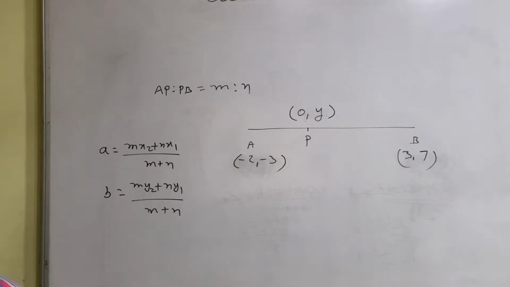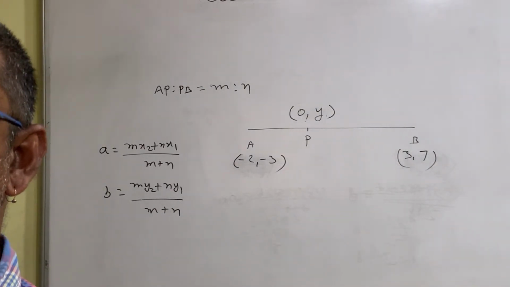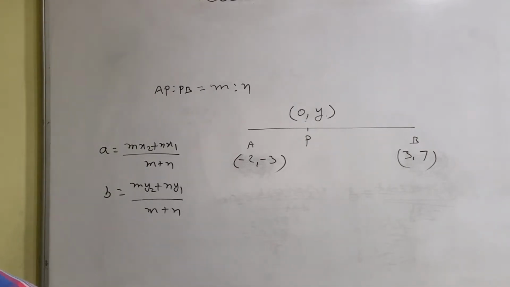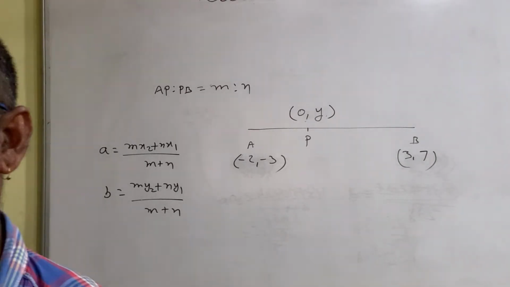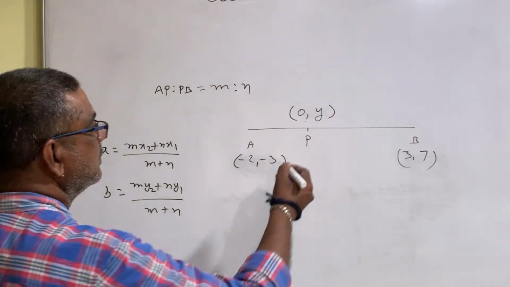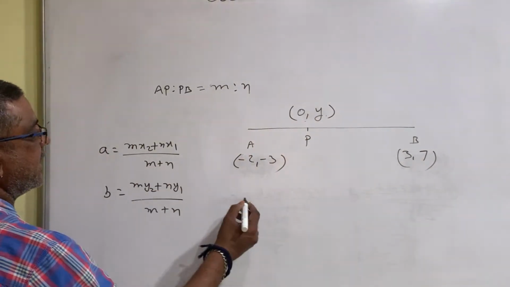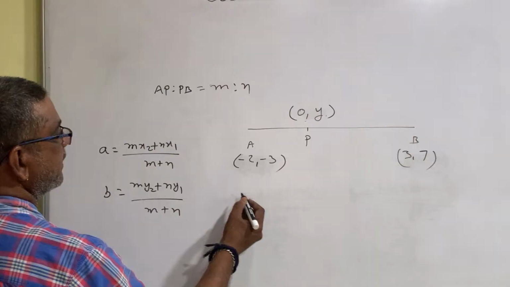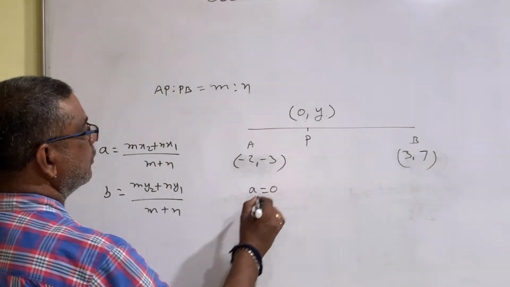Sir, we got the point coordinates. No, we didn't get it. P is a point on the y-axis. Good. It means in P we know one coordinate. We know the x-coordinate but not the y-coordinate. Coordinates of P, we know x is 0.